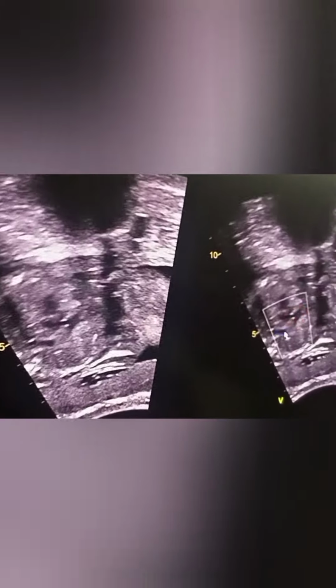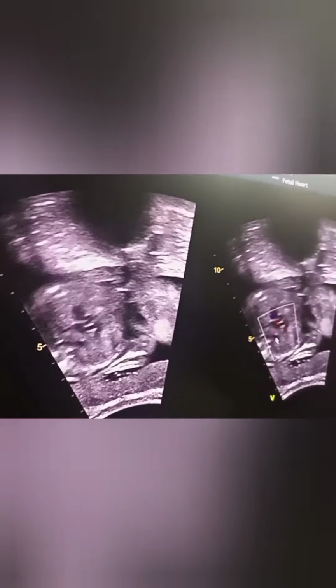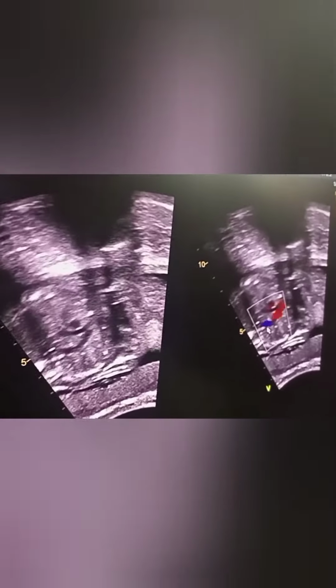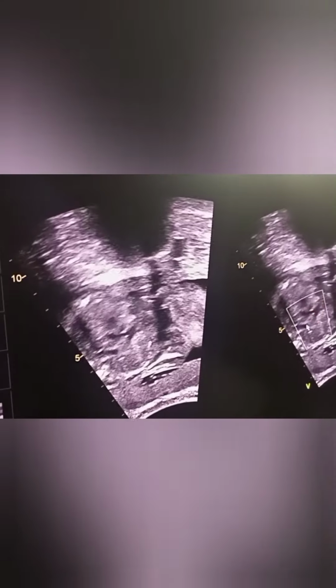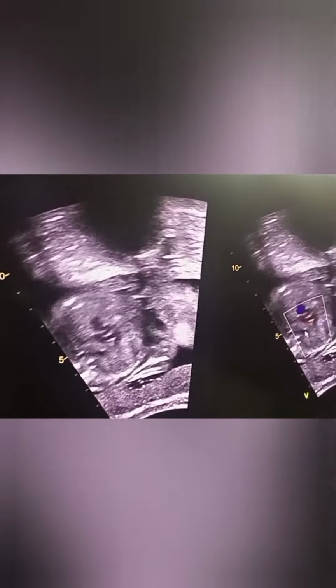The next one is the ductal arch view. This is the pulmonary artery. This gives rise to the ductal arch. Here we can see clearly this is the ductal arch. So these are all the views we have seen in today's normal echo study.